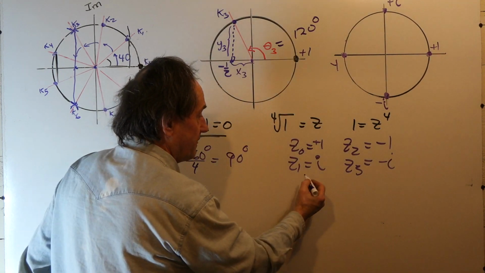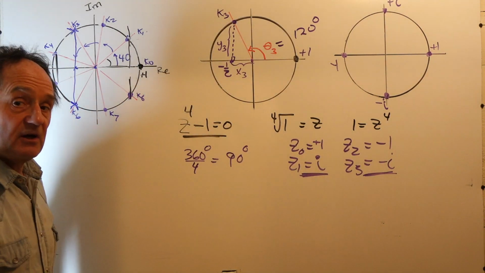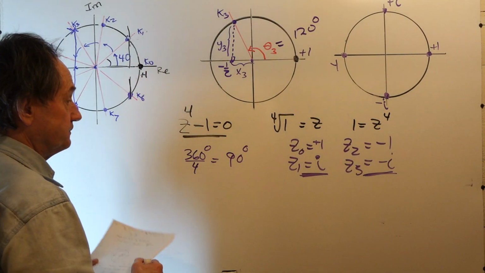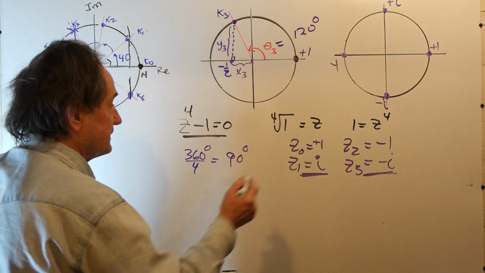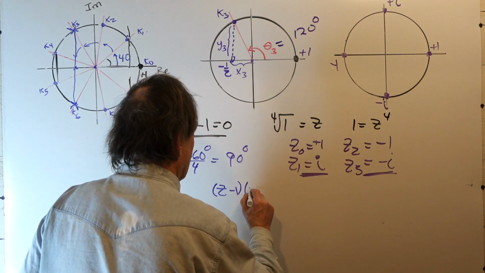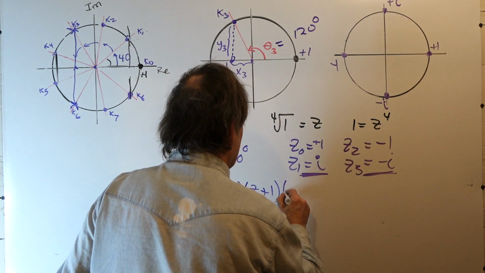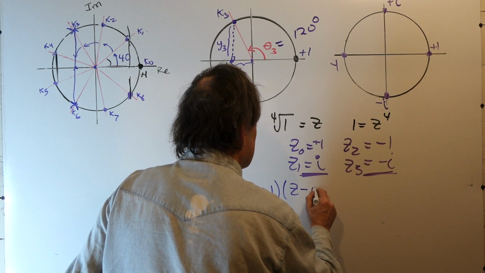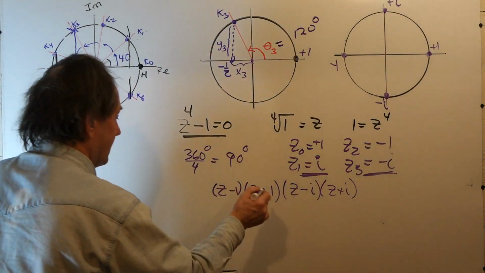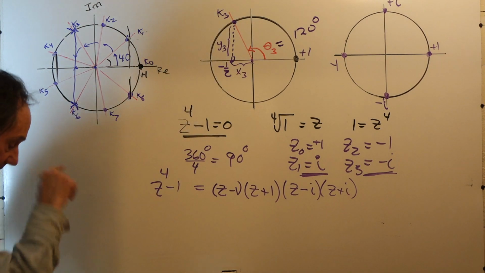Now notice again, if we have a complex root, we also have its conjugate as a root. i and -i are complex conjugates. So this corresponds to factors of (z - 1) for z0, times (z + 1) for the -1, times (z - i) for z1, and (z + i) for z3. And if you multiply this out, this should be equal to z to the fourth minus 1.